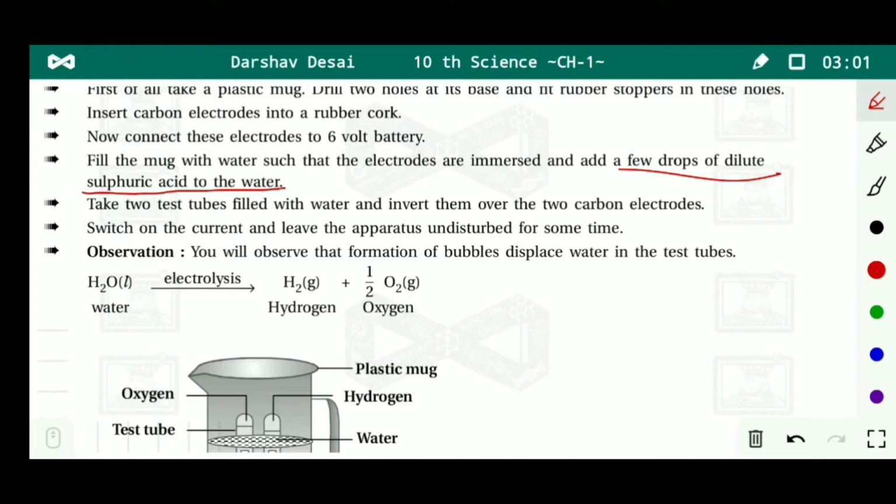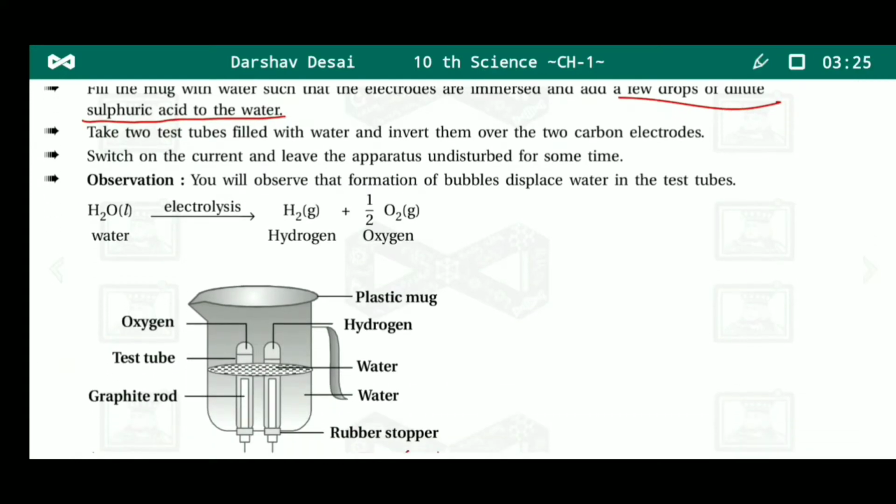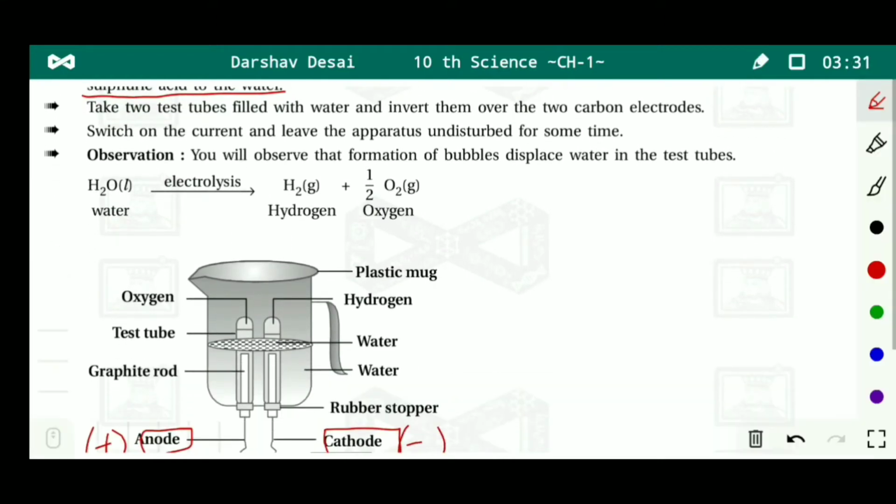Why do we add dilute sulfuric acid? Because water is a poor conductor of electricity. So to make it conduct, sulfuric acid is added. Now take 2 test tubes filled with water and invert them over the 2 carbon electrodes. You can see clearly 2 test tubes are inverted in this mug, over the 2 carbon electrodes.